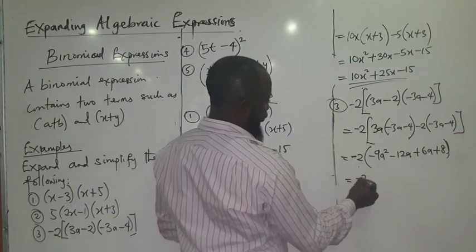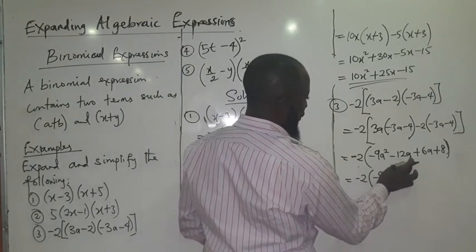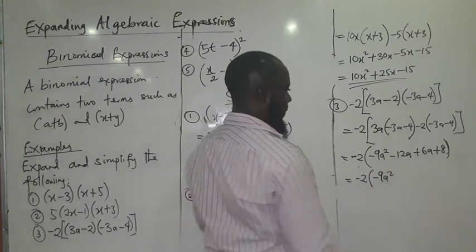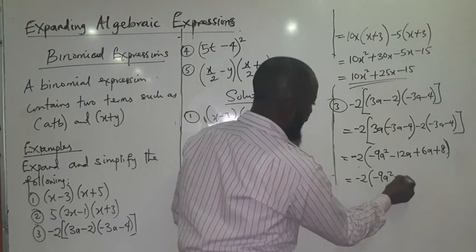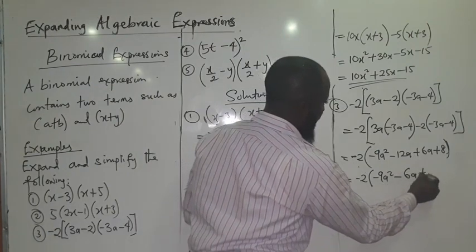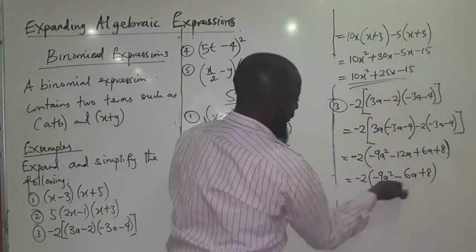So we see minus 2 into bracket minus 9a squared, minus 12a plus 6a. You are owing 12, you have 6, which means you are still going to be owing 6. That's minus 6a plus what? Plus 8. So we have reached this state now, so that we cannot continue to solve this.